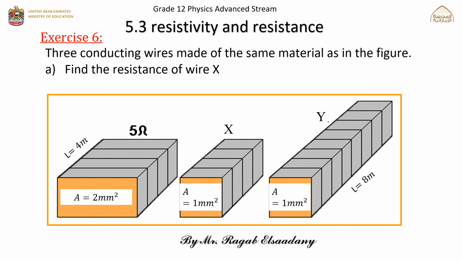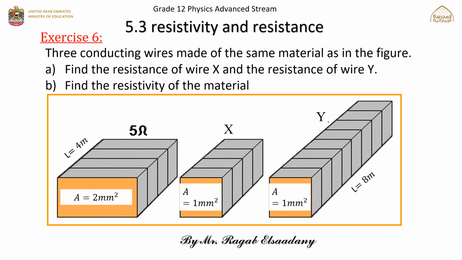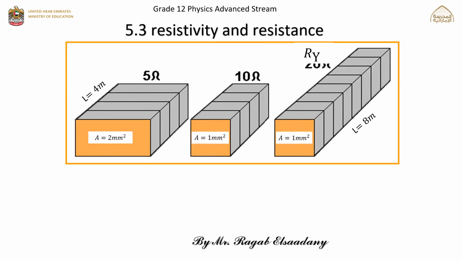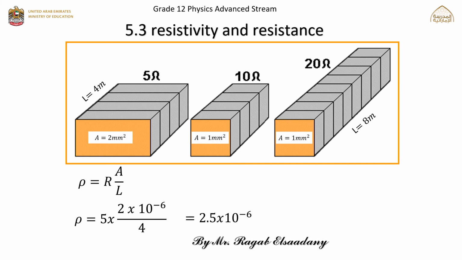Three conducting wires made of the same material are shown in the figure. Firstly, find the resistance of wire X and the resistance of wire Y. Second, find the resistivity of the material. Rx equals 10 ohms because the cross-sectional area is half the cross-sectional area of the first one. Ry equals 20 because it is twice the length of the second wire. To determine the resistivity, we can use the equation rho equals R times A divided by L equals 5 times 2 times 10 power minus 6 divided by 4 equals 2.5 times 10 power minus 6 ohm meter.